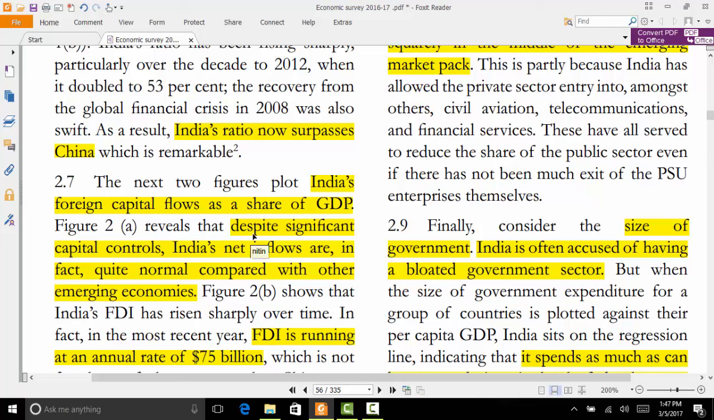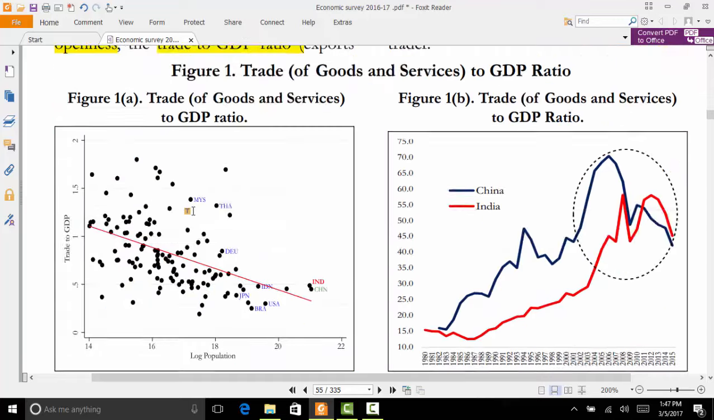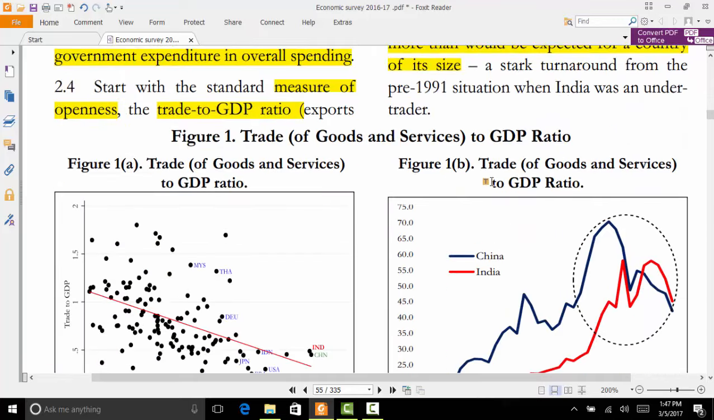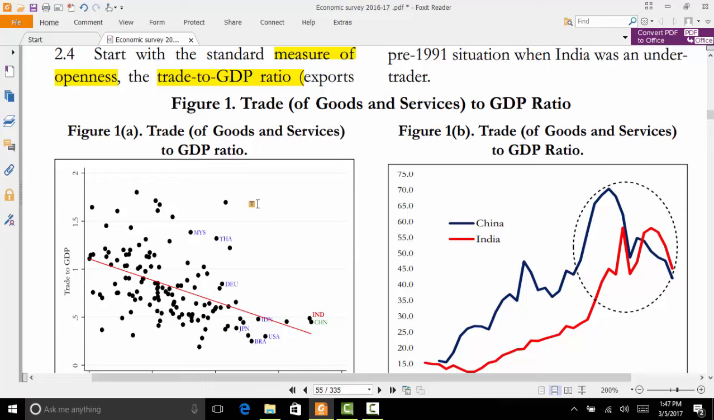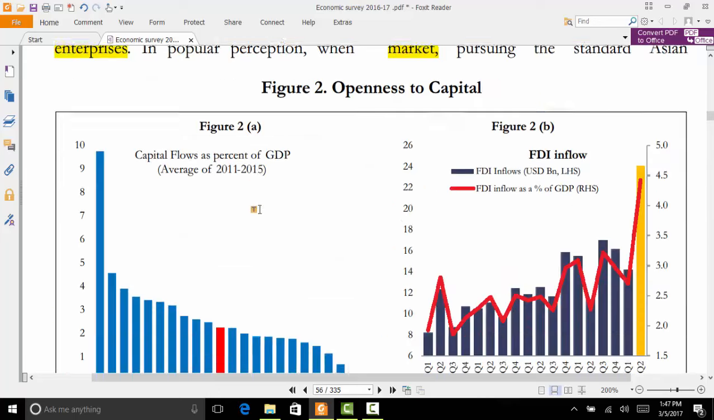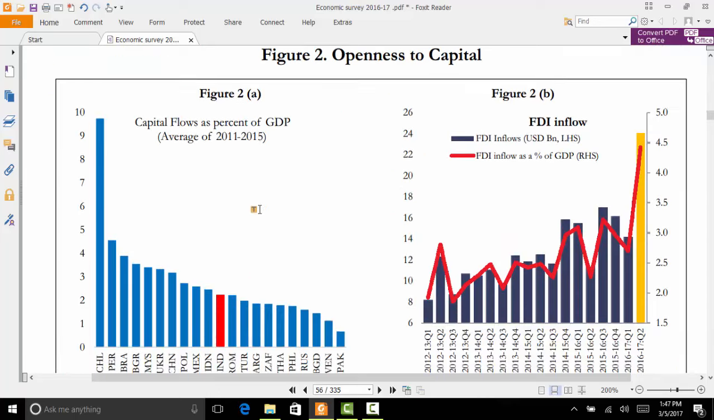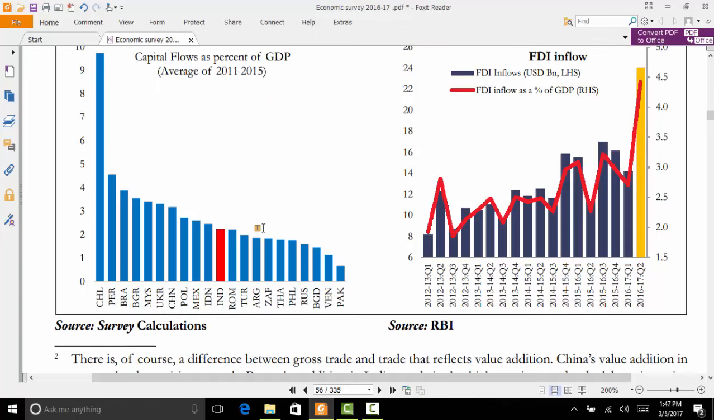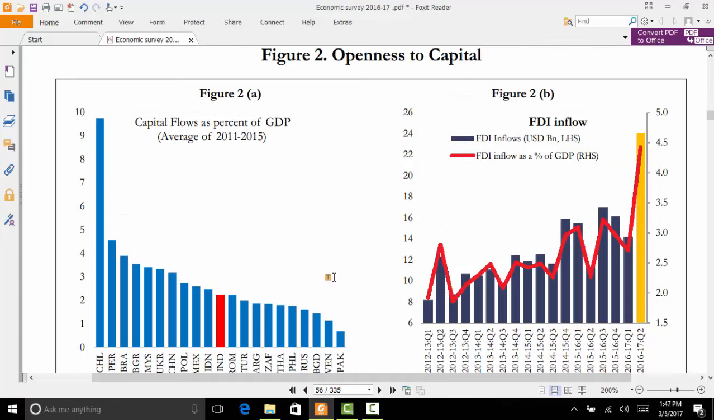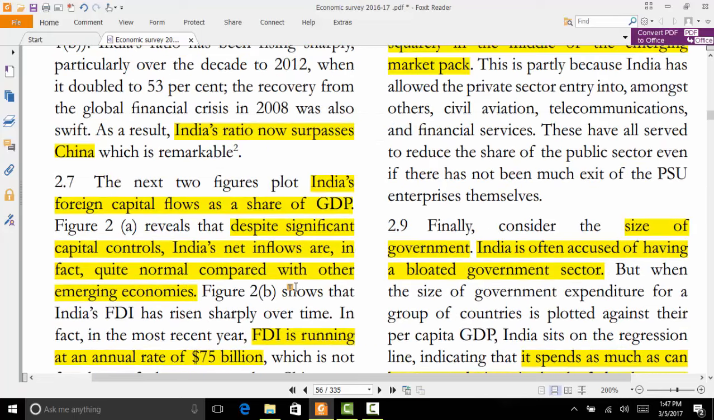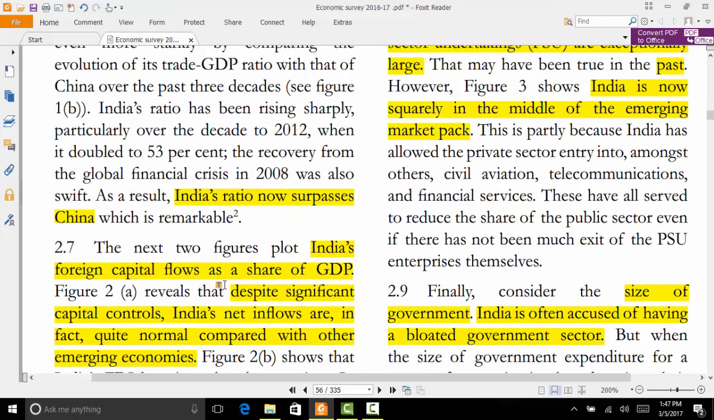So next, then he says that despite... it talks about India's foreign capital flows as a share of GDP. Now this graph discusses trade, okay. Coming next, this discusses openness to capital, foreign capital flows. This graph shows figure 2. In this figure, it discusses India's foreign capital flows as a share of GDP.